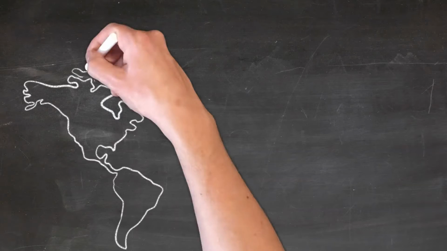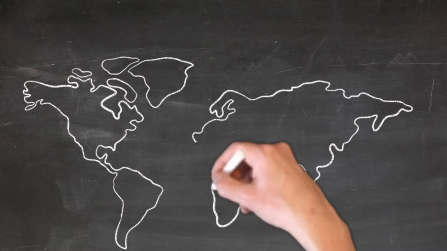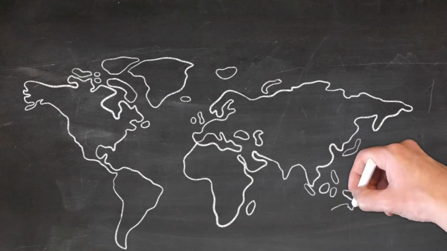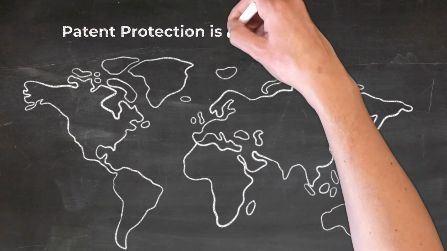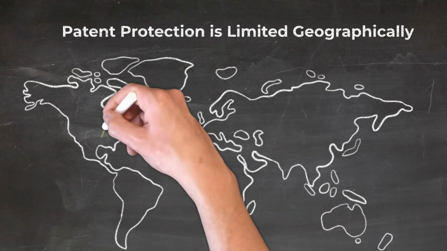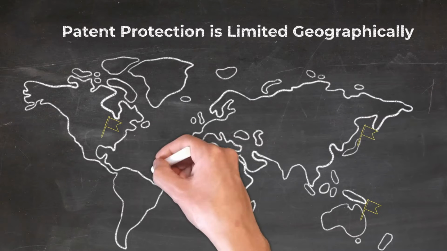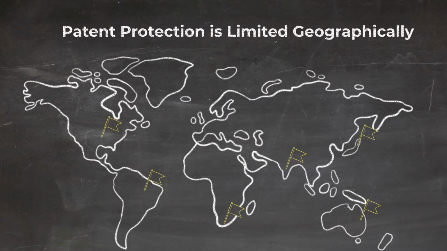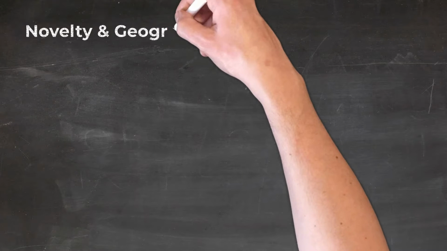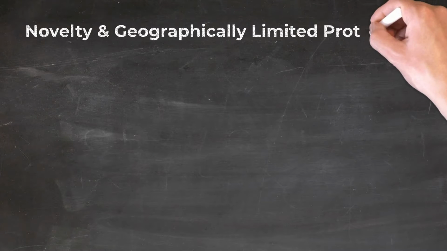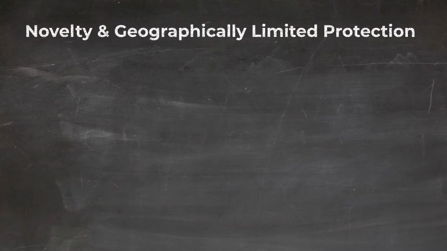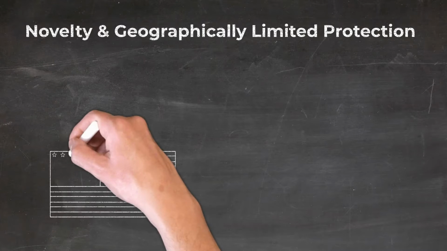Another aspect of patent protection is that it is limited geographically, meaning one can only get protection in the countries where they file. If you file in the United States, your protection will be limited to the United States. If you file in Japan, it will be limited to Japan. The requirement of novelty, coupled with the geographic limitation of patent protection, create a potentially unfortunate situation.